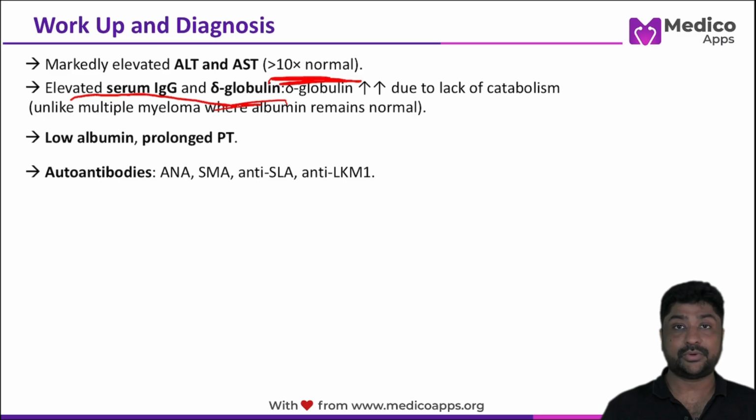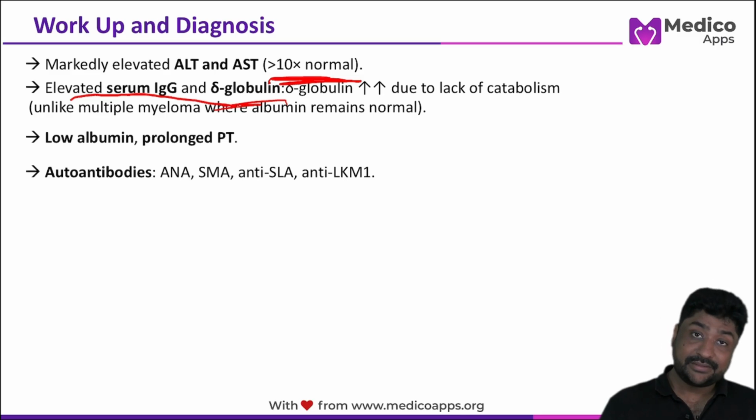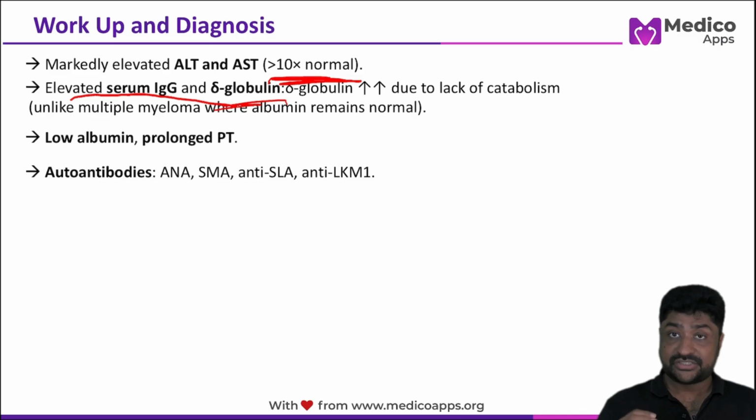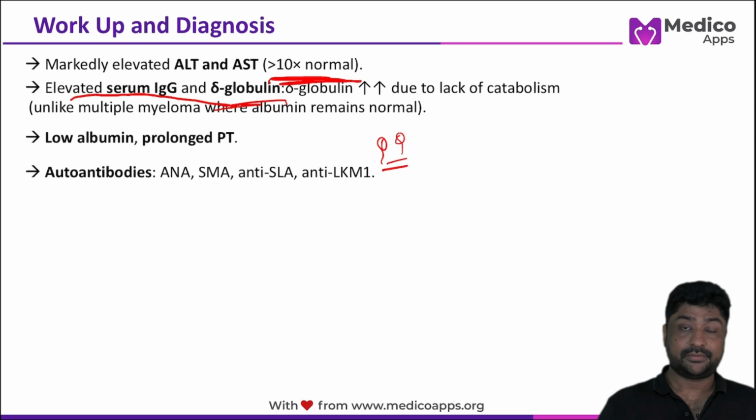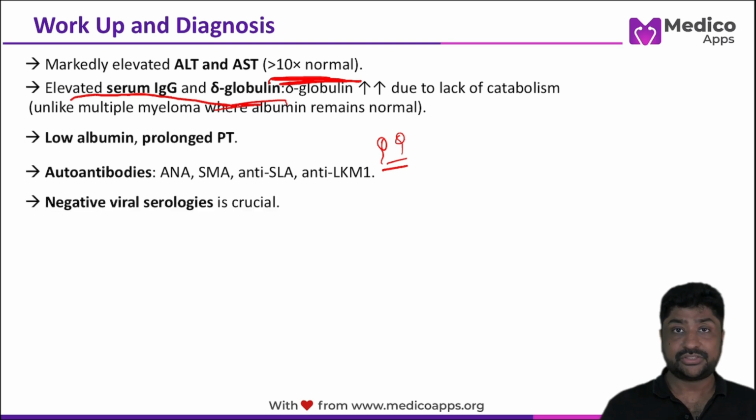Moving on to autoantibodies. The commonly seen ones are ANA, SMA, anti-SLA, and anti-LKM1. The presence of these autoantibodies is a hallmark diagnostic clue and a favorite exam question. Another crucial point, viral serologies must be negative. This is essential because autoimmune hepatitis is a diagnosis of exclusion. We first rule out viral hepatitis.